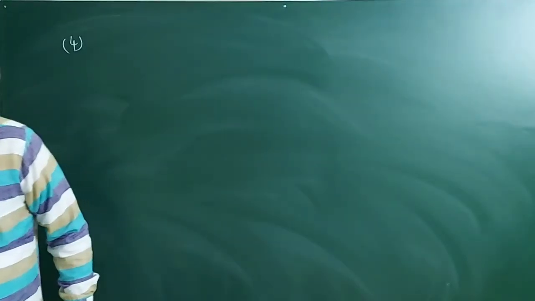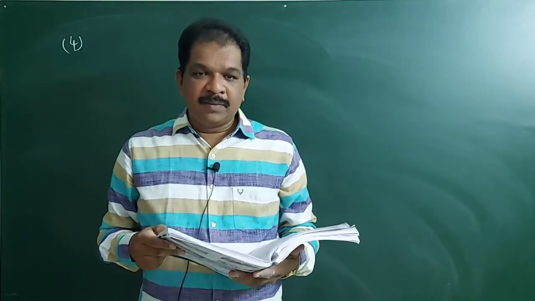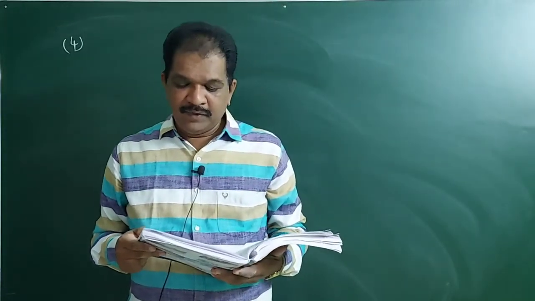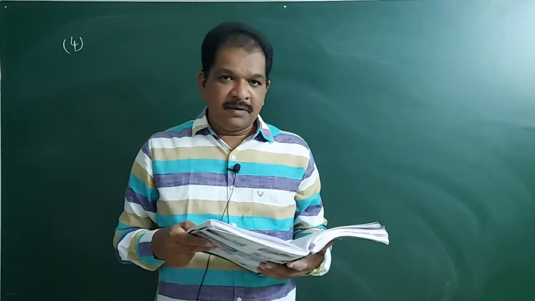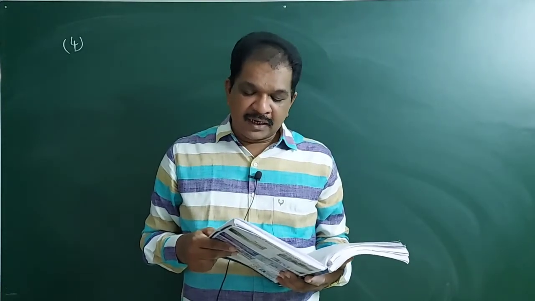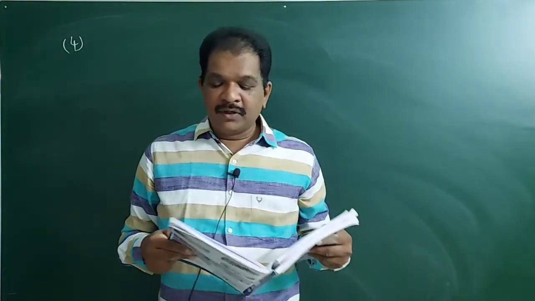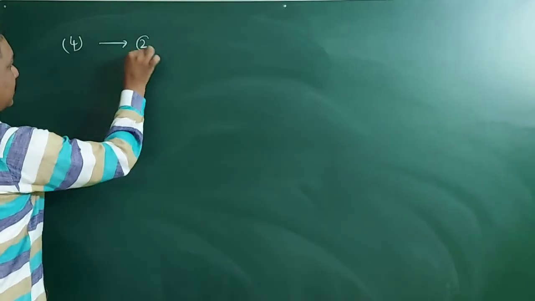Fourth question. A cycle tire bursts suddenly. What is the type of this process? It means an adiabatic process. Adiabatic process is a sudden process. Explosion of the tire burst will be sudden. So the fourth question, second option: it is an adiabatic process.